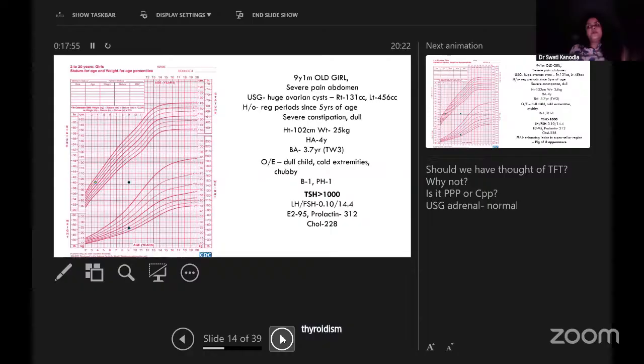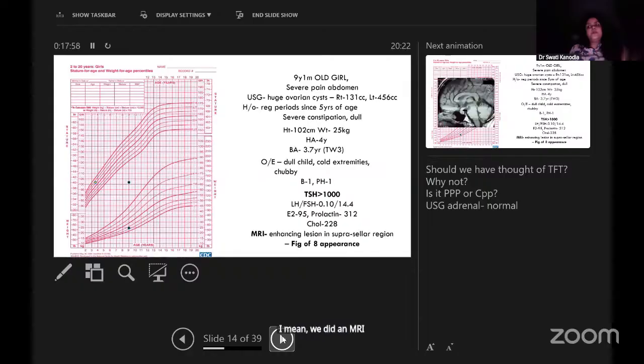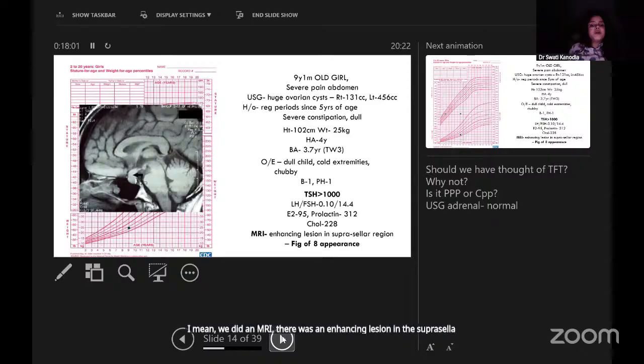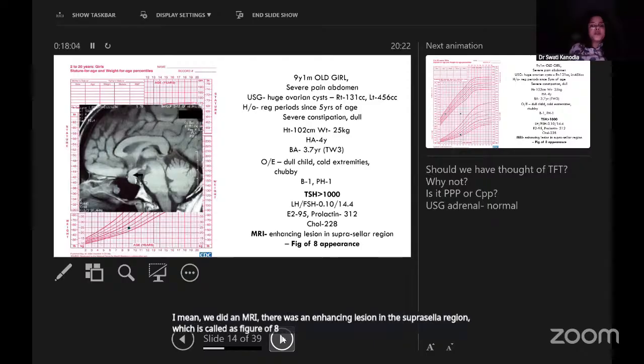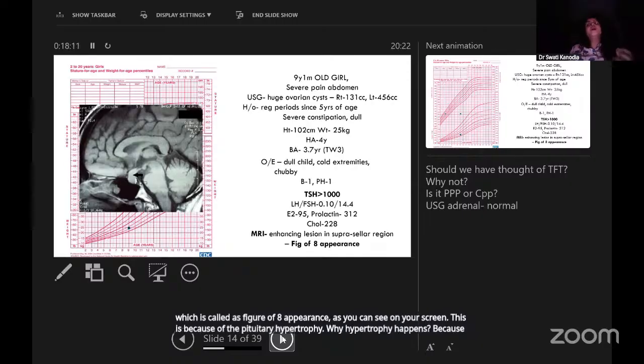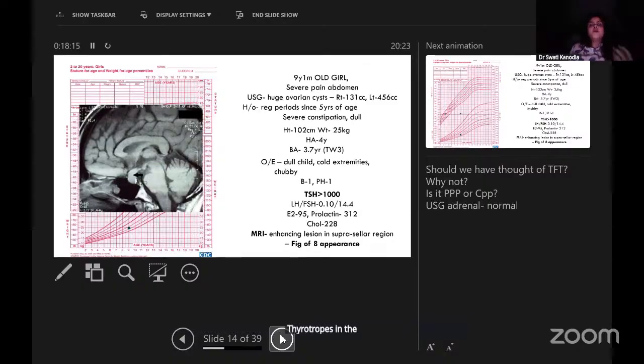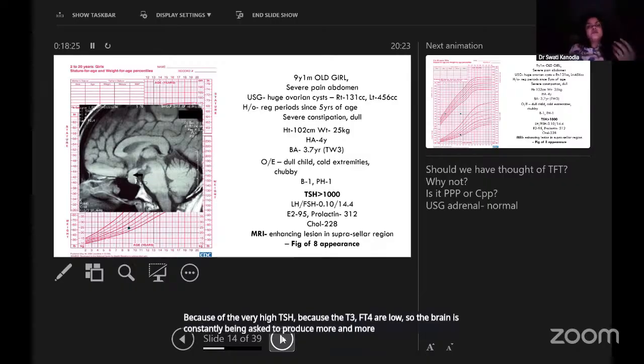And when we did an MRI, there was an enhancing lesion in the suprasellar region, which is called figure of 8 appearance, as you can see on your screen. This is because of the pituitary hypertrophy. Why does hypertrophy happen? Because of the chronic stimulation of the thyrotropes in the pituitary, because of the very high TSH, because the FT3, FT4 are low. So the brain is constantly being asked to produce more and more TSH, because of which the pituitary thyrotropes enlarge in size, because of which pituitary hypertrophy happens and this figure of 8 appearance happens.